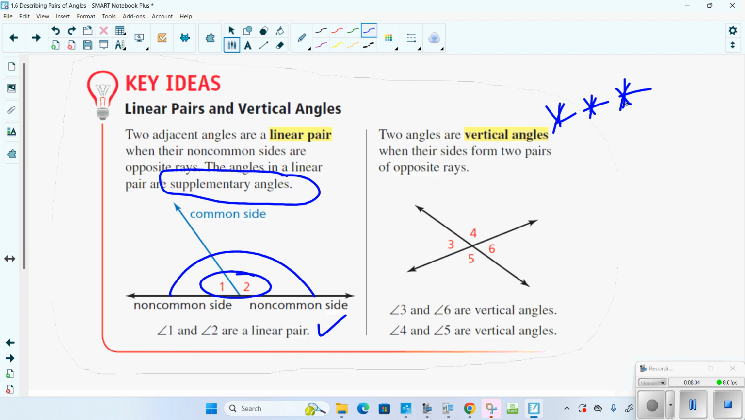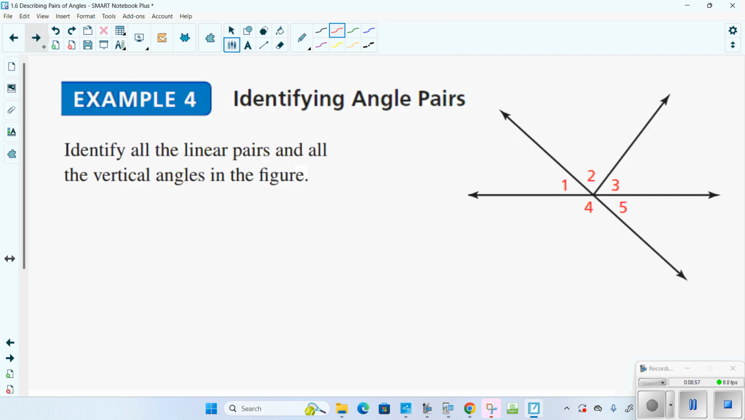So I have two straight lines here, angle 3 and angle 6. I like to refer to them as the opposite sides of an X. So 3 and 6 are vertical angles, and so are 4 and 5. I should have used a little different color there. 4 and 5 are vertical angles.